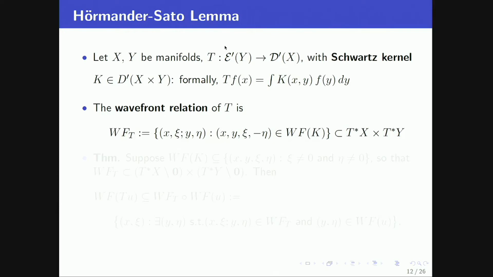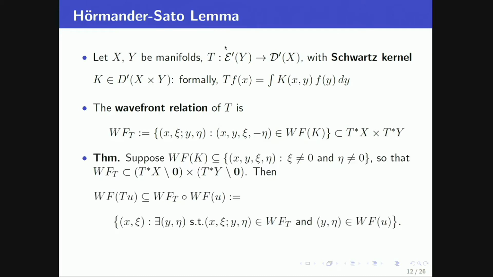Now the Hormander-Sato lemma is more general than what I'm about to state. I want to avoid technical difficulties, so we're going to make an assumption which is not always true, but will be true for the operators that we'll be discussing in these lectures. So suppose that the wavefront set of K actually avoids the zero sections on both the left and the right, by which I mean the wavefront set of the Schwartz kernel K consists of points (x, y, ξ, η), where both ξ is not equal to 0 and η is not equal to 0. Now, you can easily think of operators where this is not the case, but let's assume this.